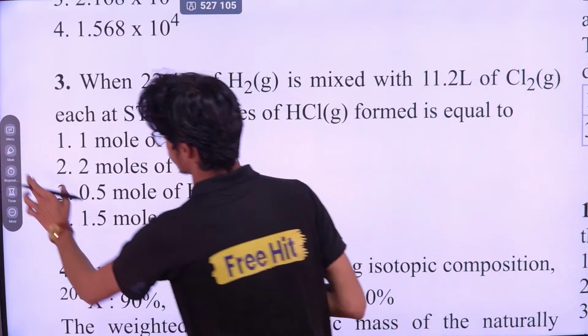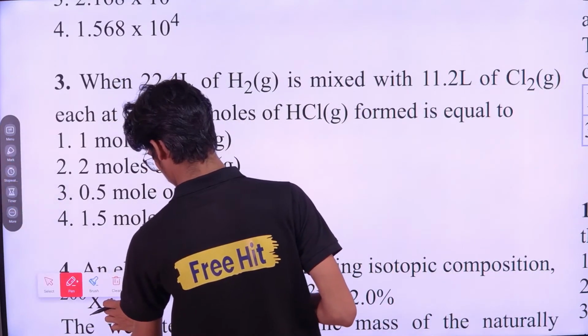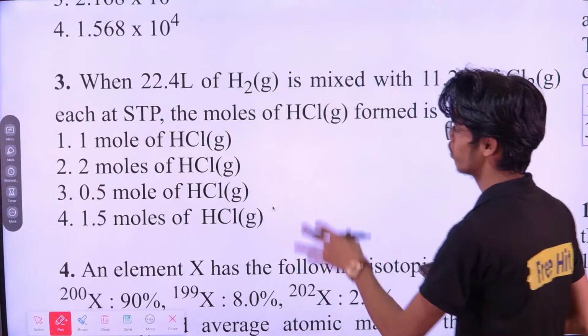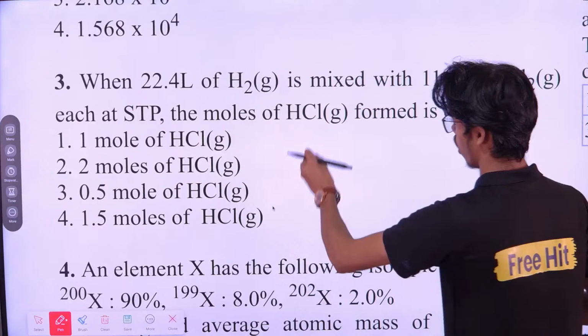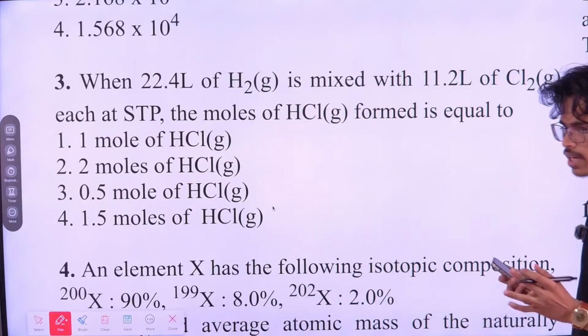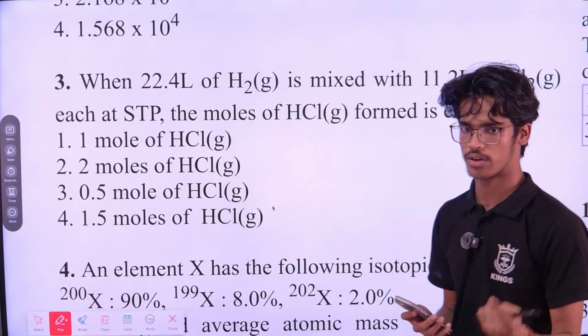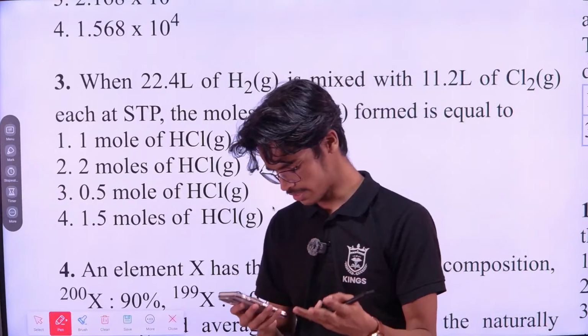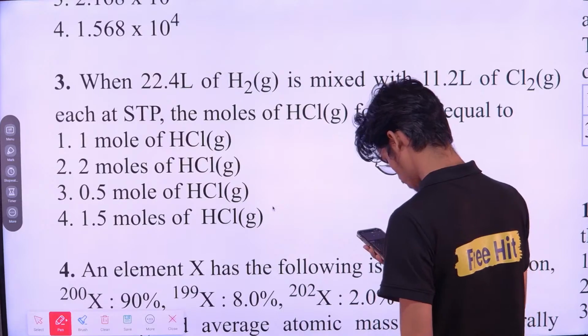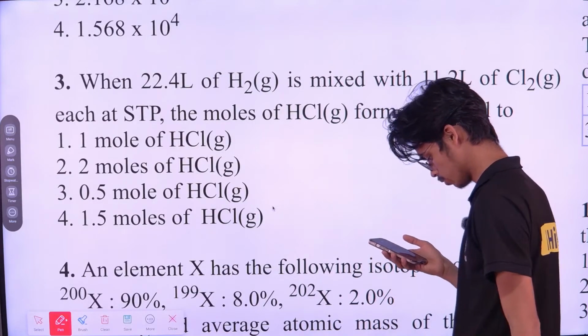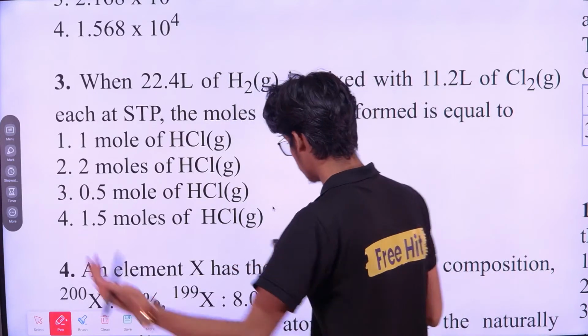Okay, now let's start doing the questions. So, when 22.4 liter of hydrogen is mixed with this much amount of chlorine, it is asking how many moles of HCl is formed. Can you tell me the chemical equation between hydrogen, chlorine and HCl? Tell me. Okay, so Priya is saying 1, Kanishka is saying 2. Let's see what is the right answer.